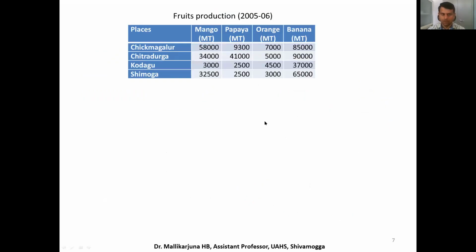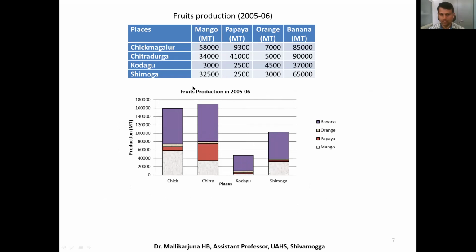I've taken another example. Compared to the previous table, I've taken orange production and banana production in addition. In this situation, we can use this type of bar diagram. Here we can observe under Chikmagalur district, this portion indicates 58,000. Another, this brown color indicates papaya production under Chikmagalur, around 9,300. Next is this light brown color, which indicates orange, 7,000 million tons, and this purple indicates banana production, 85,000 million tons.